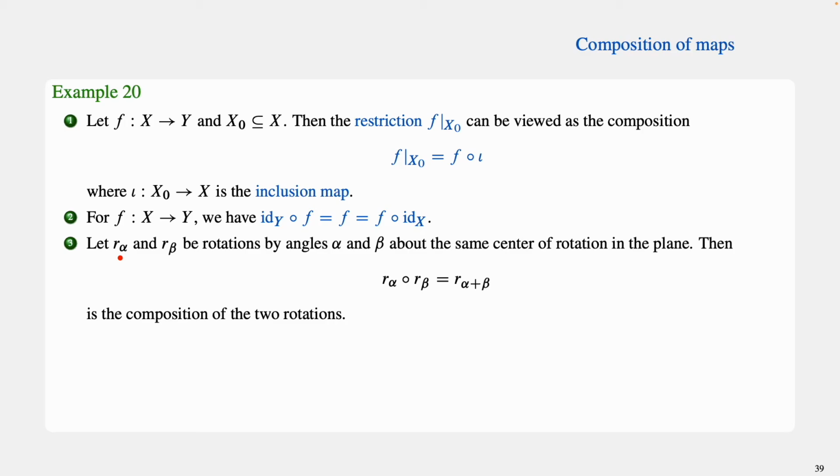We can compose rotations. Now assume r alpha and r beta are rotations by angles alpha and beta about the same center of rotation in the plane. That's important, they rotate about the same point. And then we can compose the two, so that amounts to first rotating by the angle beta and then rotating by the angle alpha about the same point. And geometrically it's clear that this is the same as rotating by the sum of the two angles. So the composition of these two rotations is actually the rotation by the angle alpha plus beta.